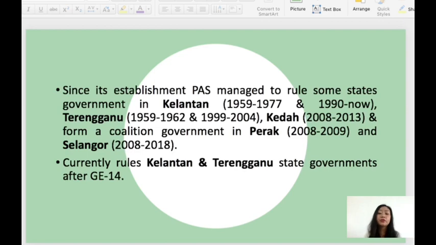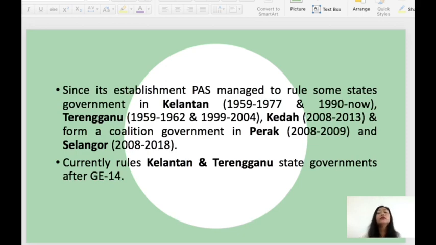Since its establishment, PAS managed to rule some state governments: Kelantan from 1959 to 1977 and from 1990 until now, Terengganu from 1959 until 1962 and from 1999 until 2004, Kedah from 2008 until 2013, and it formed a coalition government in Perak from 2008 to 2009 and Selangor from 2008 to 2018. Currently, it rules the Kelantan and Terengganu state governments after general election 14.